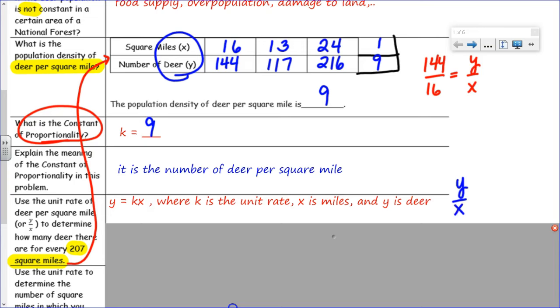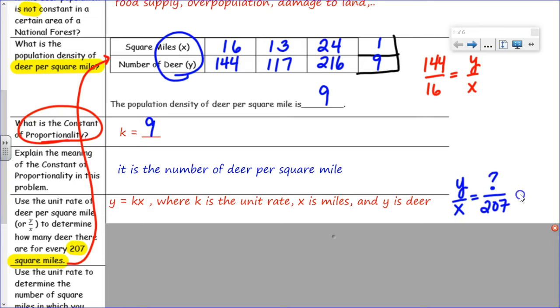And we know that for 207 square miles, that's our x. Now, we don't know how many deer there are, but we do know that when we divide them, we get 9. We do know that if we divide the number of deer by the square miles, we get 9.